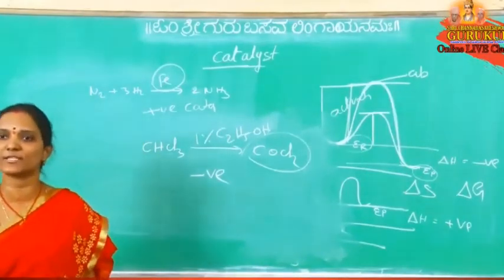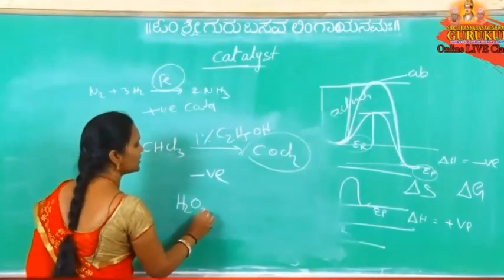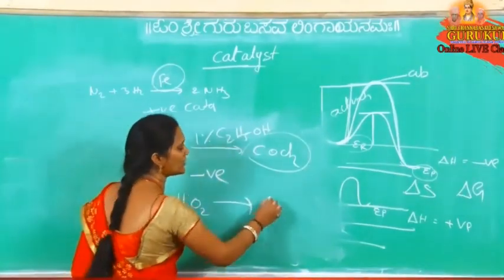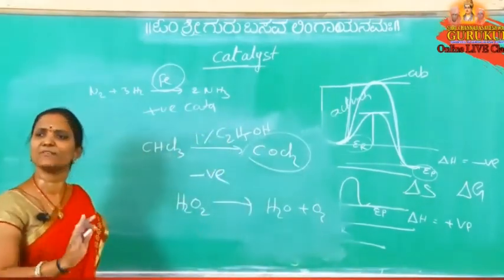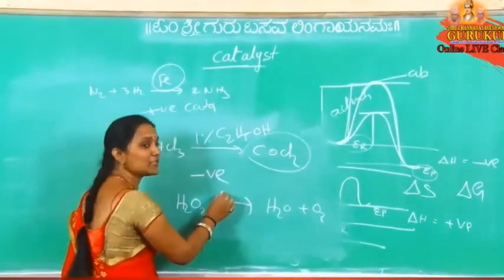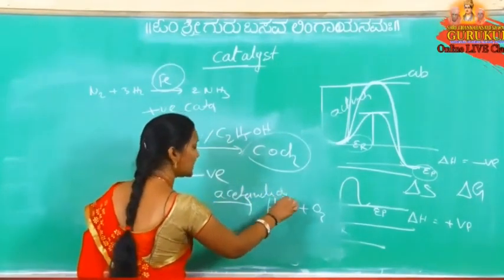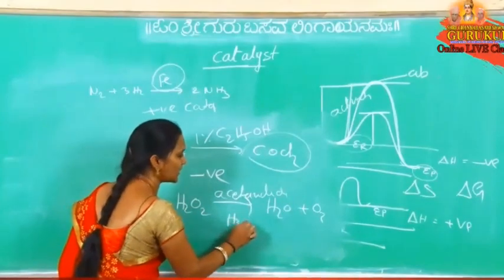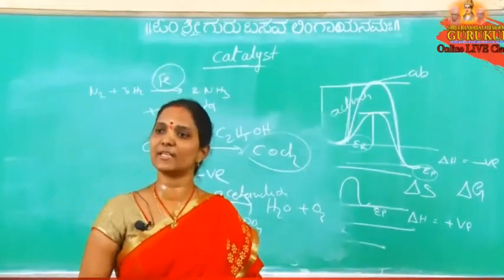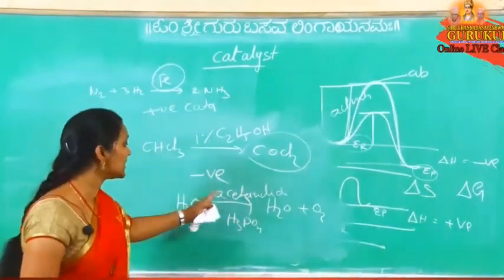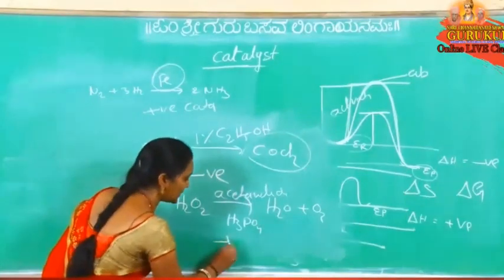Otherwise, in first year, hydrogenated compounds, hydrogen peroxide. Hydrogen peroxide, H2O2, when exposed to air, decomposes to H2O and O2. To prevent this, this is a very important question, what are we using? Acetanilide, or ethylene glycol, or H3PO4 we can also use. If any one of these is added in a little amount, it stops the decomposition of hydrogen peroxide. Now it decreases the reactivity, so it acts as a negative catalyst.